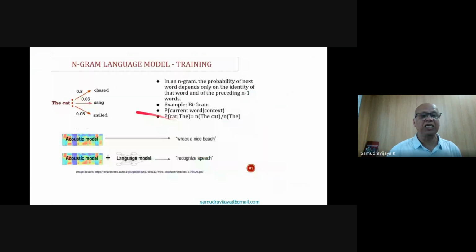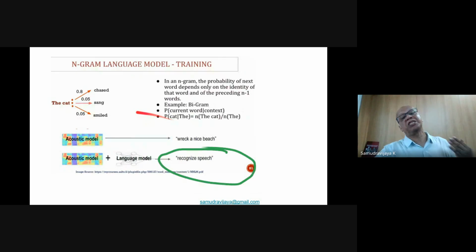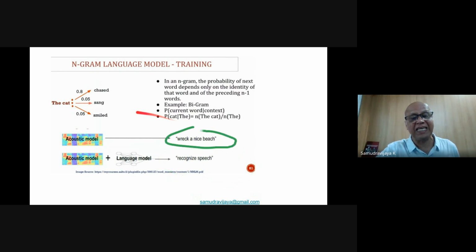So let's just give an example. If the person said, the system recognizes "wreck a nice beach." "Wreck" means spoil. But actually, the correct one was "recognize speech." So this acoustic model was not that great. Therefore, the output was "wreck a nice beach."